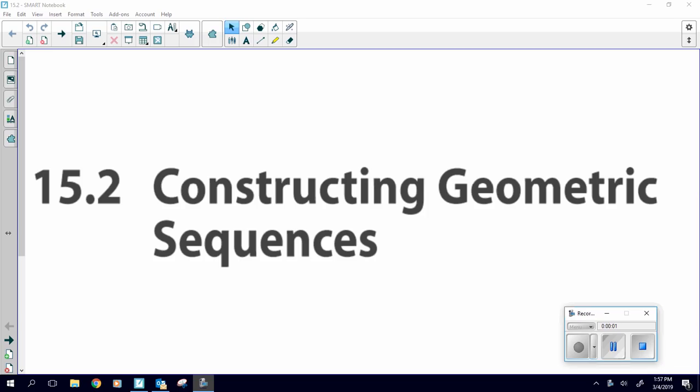Okay, so today we're doing 15.2, constructing geometric sequences. Yesterday we were dealing with them and you were just finding out the next couple of terms in the sequence. Today you're actually going to be constructing the general idea of them. They're going to be the recursive and explicit rules. So remember what that is.